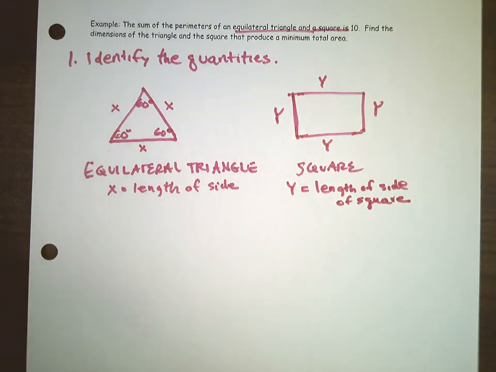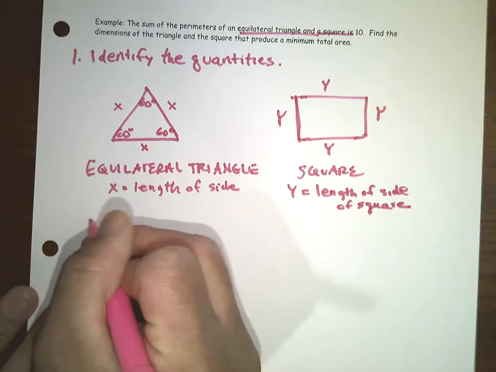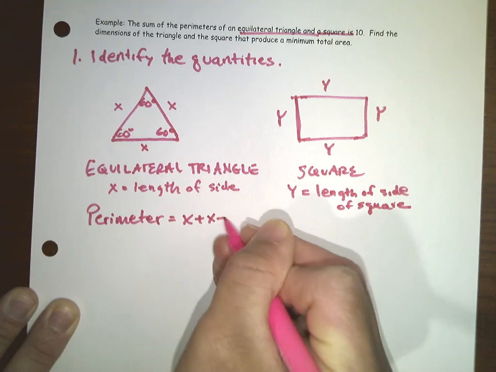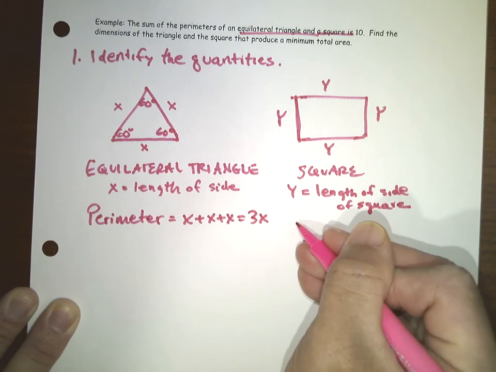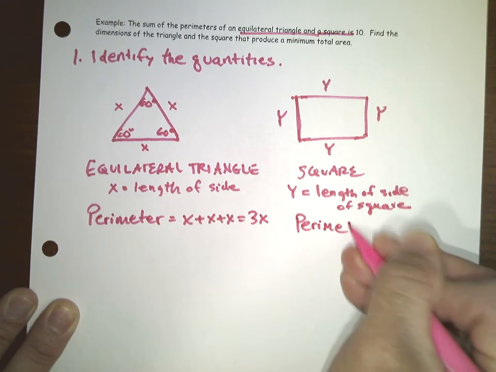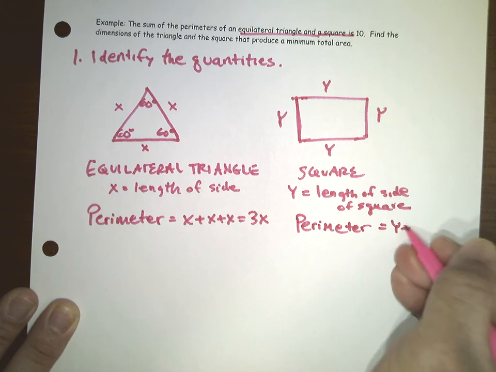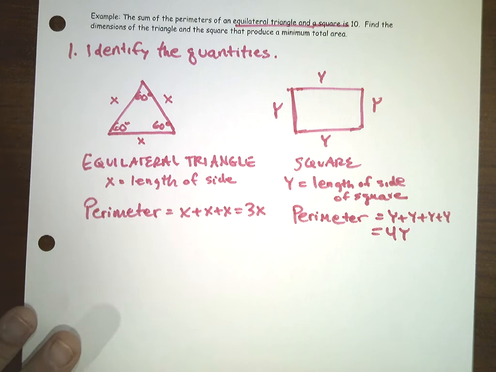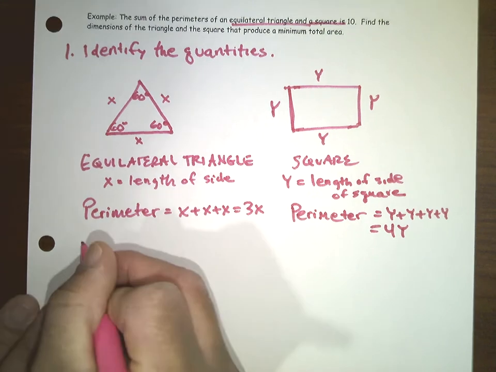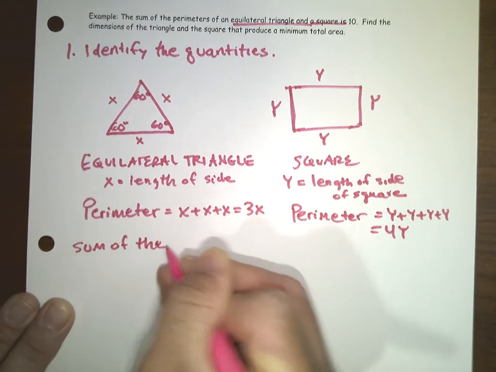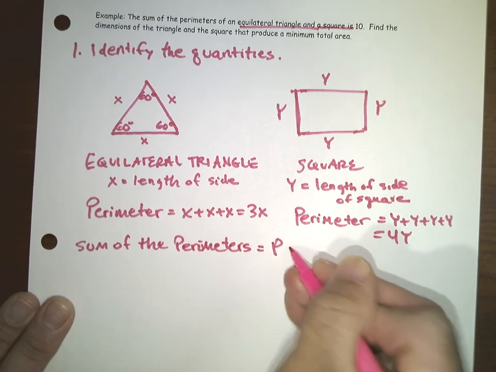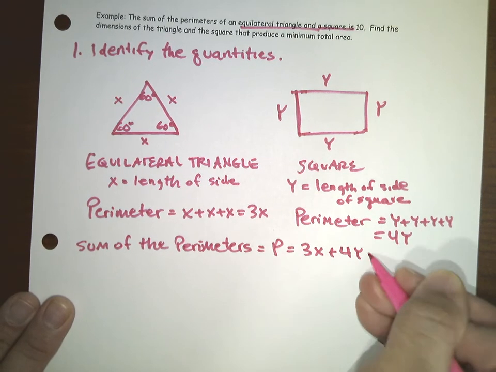And we know that the sum of the perimeters of this triangle and square is 10. So the perimeter of this triangle is x plus x plus x, which is 3x. And the perimeter of this square is y plus y plus y plus y, or 4y. So the sum of the perimeters was going to be 10. So that would be P, 3x plus 4y, is equal to 10.